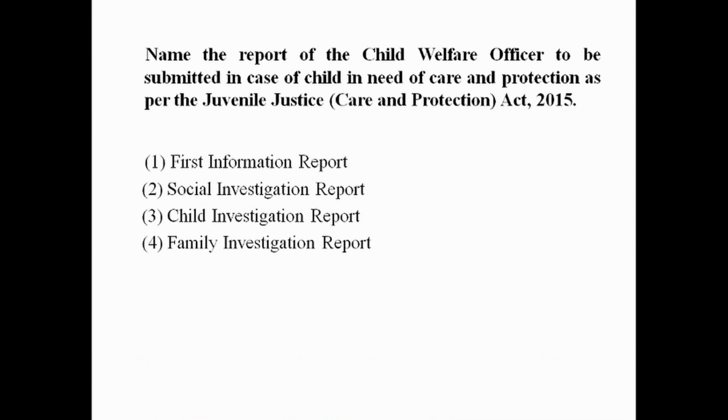Next question. Name the report of the Child Welfare Officer to be submitted in case of a child in need of care and protection as per the Juvenile Justice Care and Protection Act 2015. Option 1, First Information Report. Option 2, Social Investigation Report. Option 3, Child Investigation Report. And option 4, Family Investigation Report.